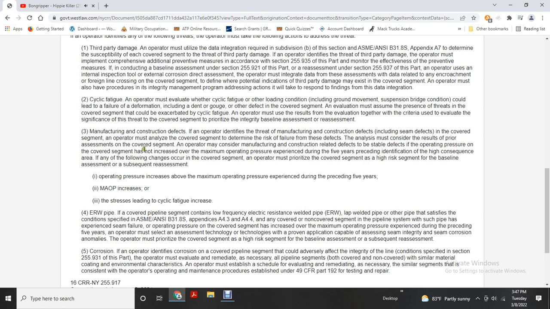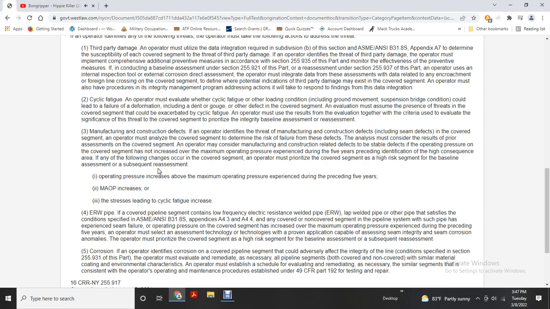The operating pressure on the covered segment has not increased over the maximum operating pressure experienced during the 5 years preceding identification of the high consequence area. If the following changes occur with the covered segment, the operator must prioritize the covered segment and high-risk segment for the baseline assessment and subsequent reassessment.